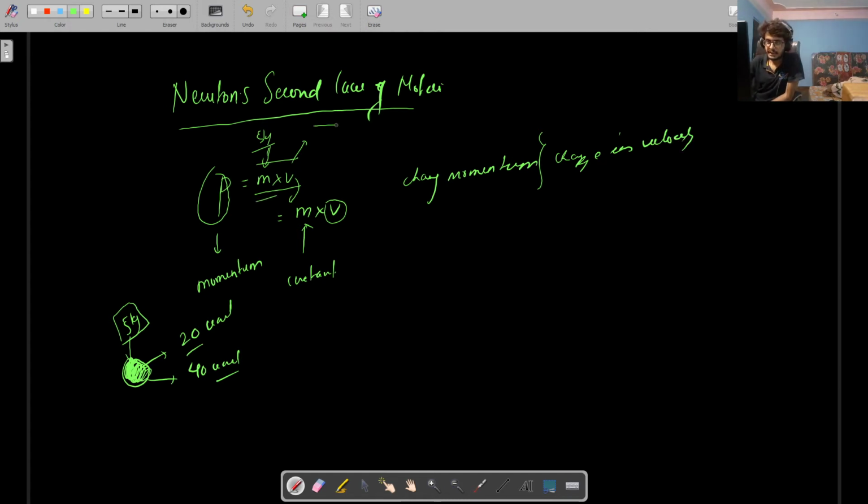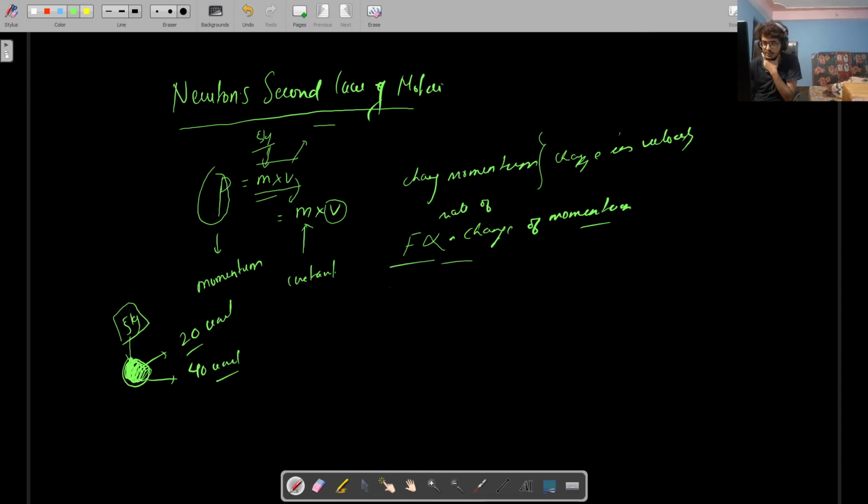So Newton's second law of motion states that force is directly proportional to the rate of change of momentum. Or in the bookish words, Newton's second law of motion states that the rate of change of momentum is equal to the force, or the rate of change of momentum is directly proportional to force. So now we can derive an equation for force from this relation.